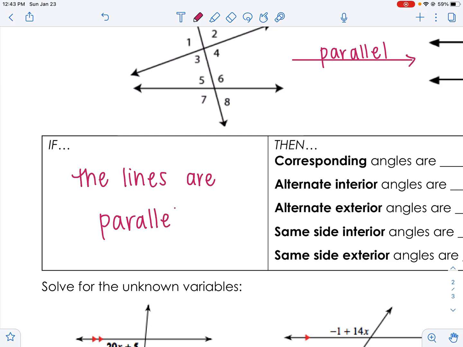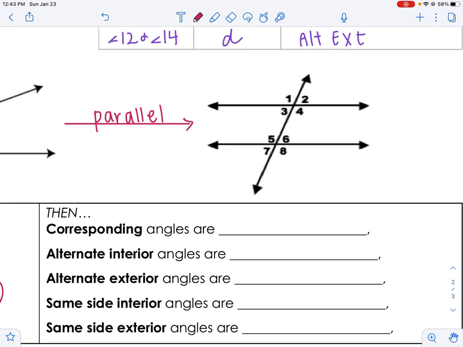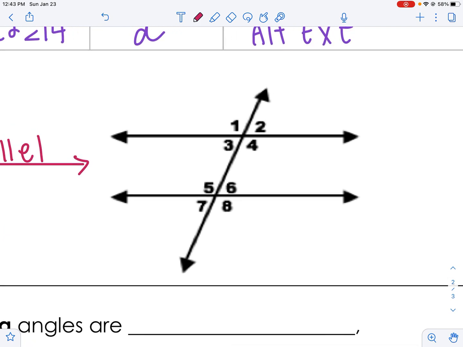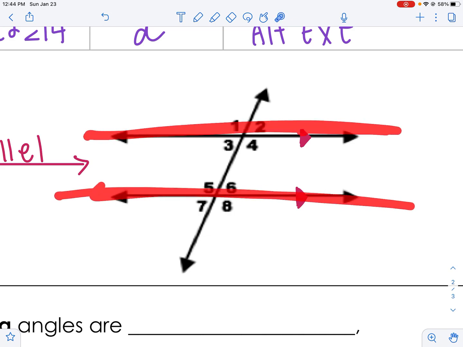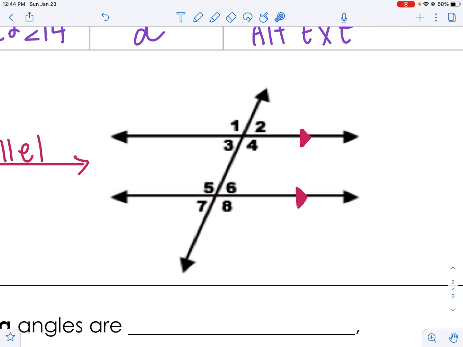Remember that parallel symbol is just a slash slash, but on your lines, you'll see that they're parallel with little arrows. Sometimes they'll do an extra set of arrows there. Sometimes they'll move them to the front of the lines. Sometimes they'll fill them in like that. But if you see that extra set of arrows, that means that your lines are parallel, which remember just means that they're never going to intersect.